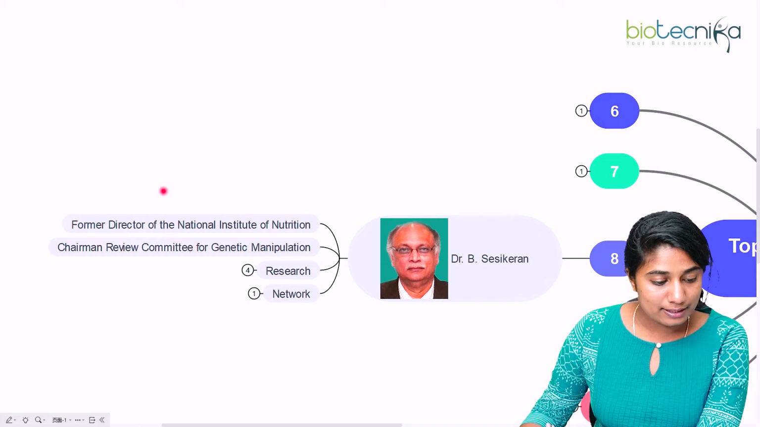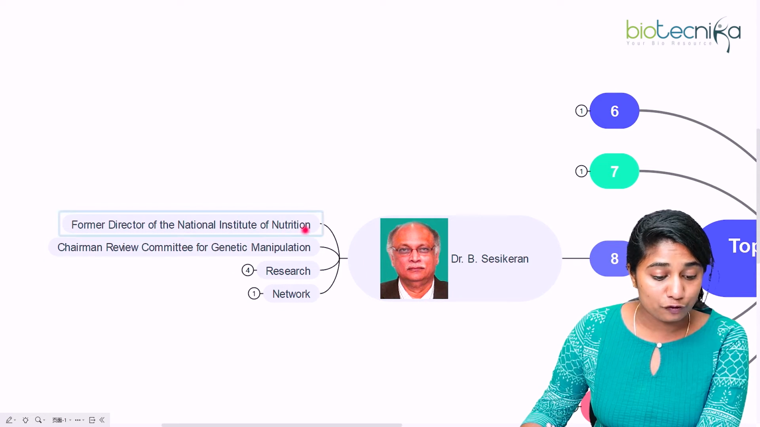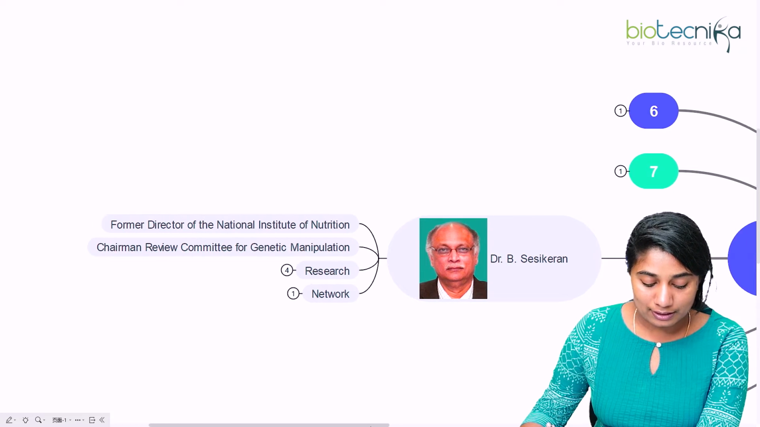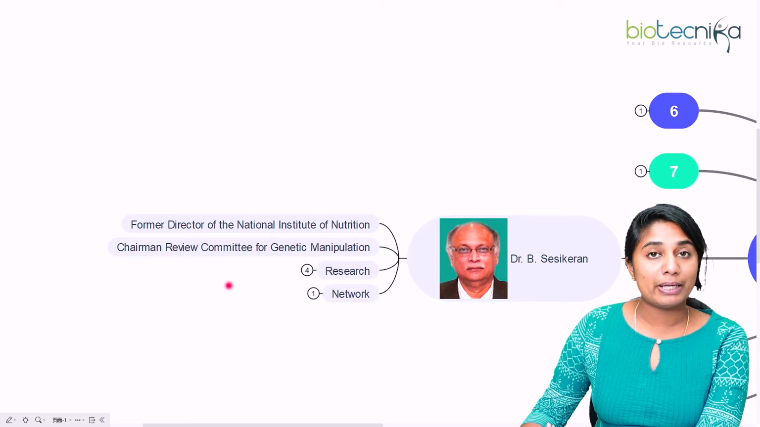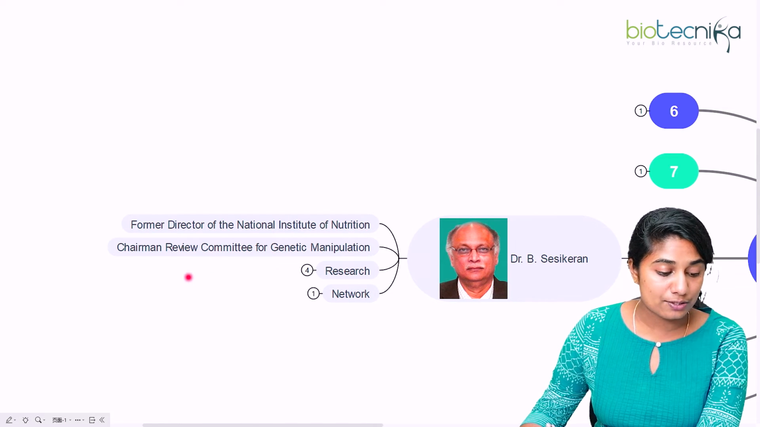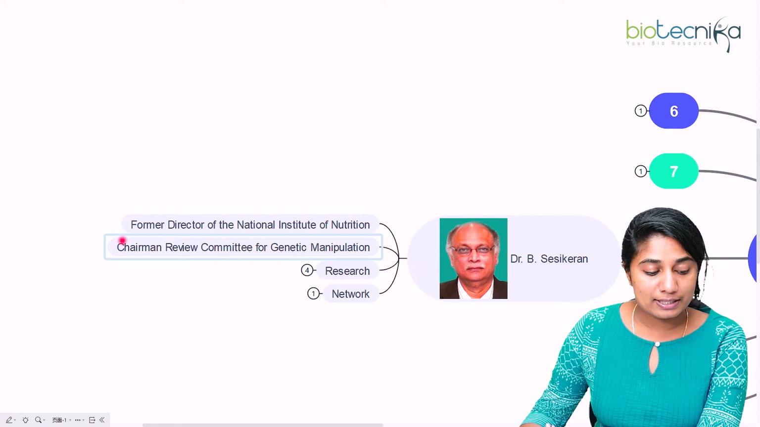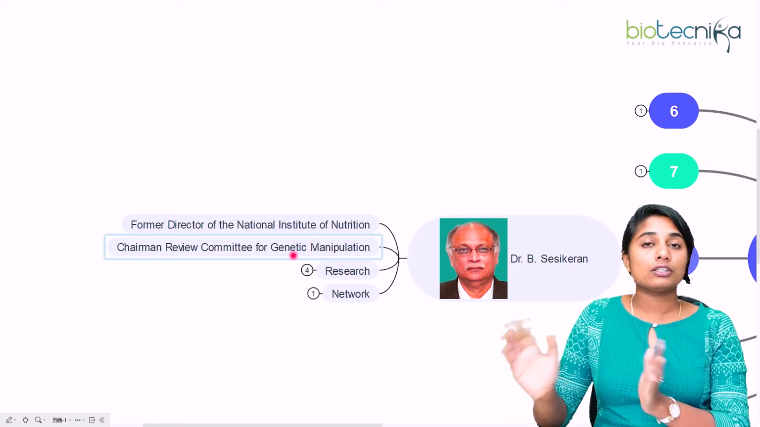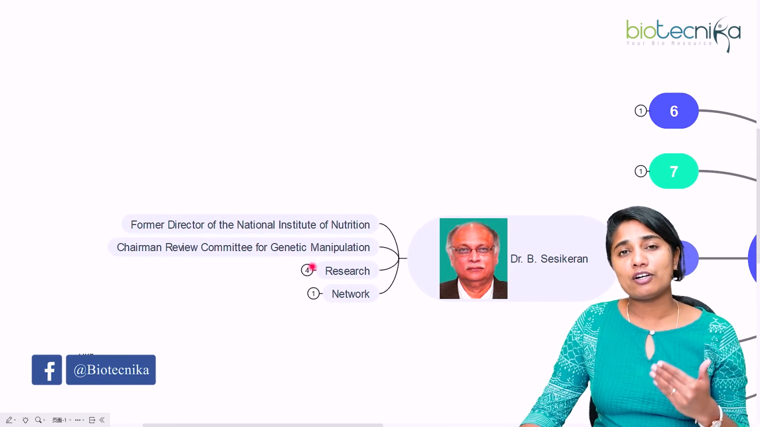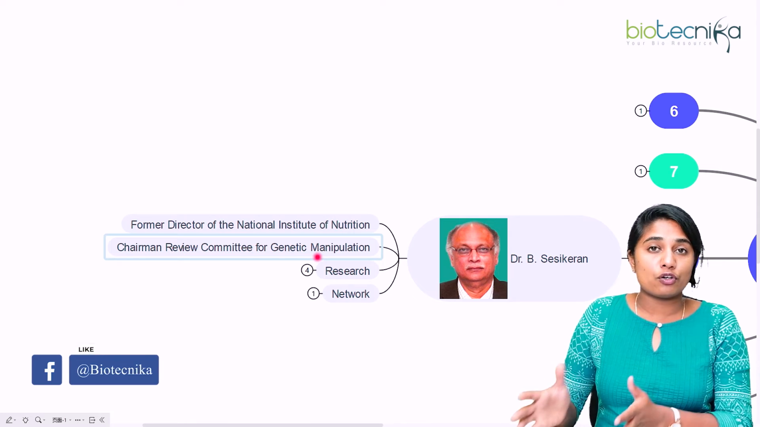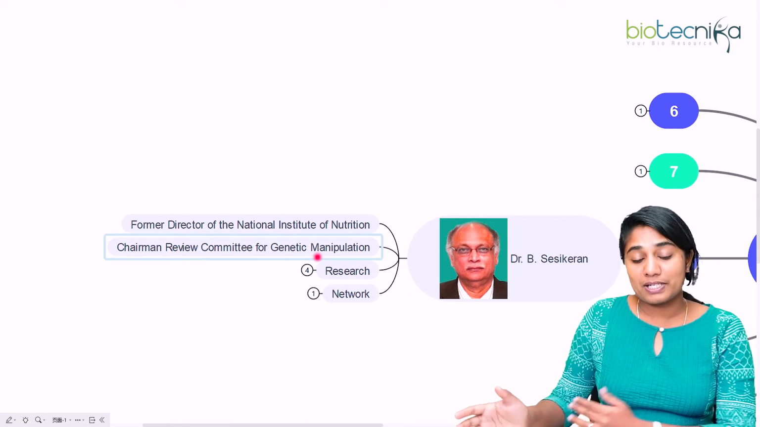So Dr. B. Sesikaran is the former director of National Institute of Nutrition. He is a medical professor in the first place, and then he has done his PhD as well. He is also presently the chairman of the review committee for genetic manipulation for the government of India. He's also part of many such review committees, and director of a few groups and vice president, etc.